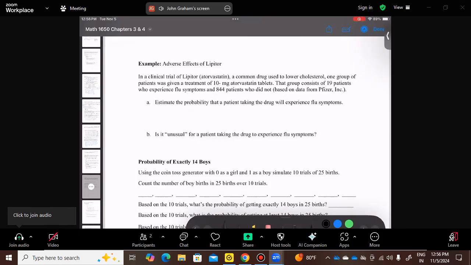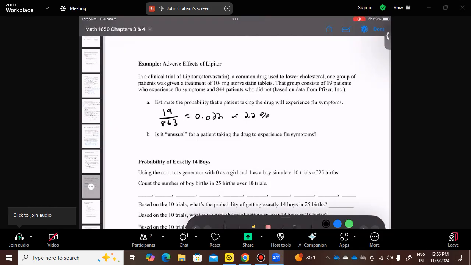So there's 19 patients, and then the total of this is 863. Total number of patients there. So you either experienced it or you didn't. And so your probability is 19 out of 863, and you get 0.022 or 2.2%.